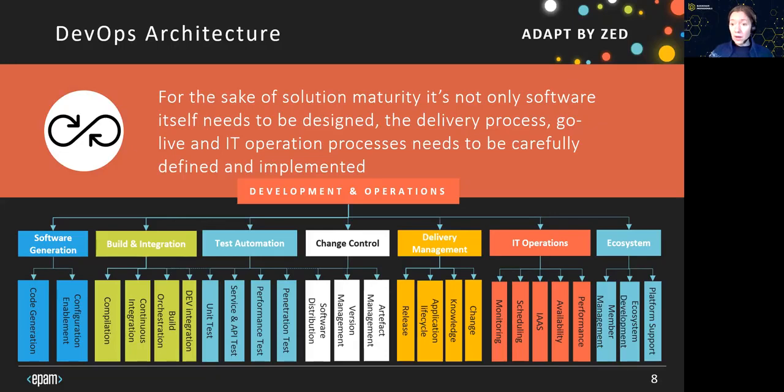Artifact management: where the distributions would be downloadable, and how they are going to be downloadable. Delivery management, the bread and butter of our delivery managers: releases, application lifecycle, knowledge management, with change control also appearing here. A huge topic that needs to be designed. And then IT operations: monitoring, scheduling, availability, performance, infrastructure as a service. All those aspects need to be designed in detail to be manageable.